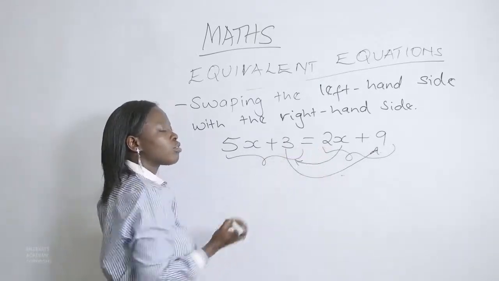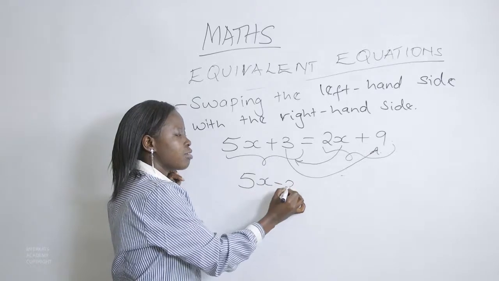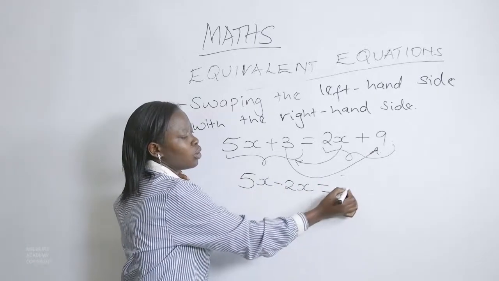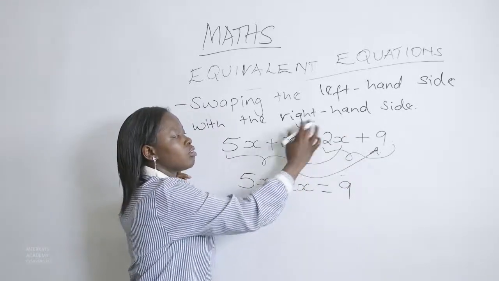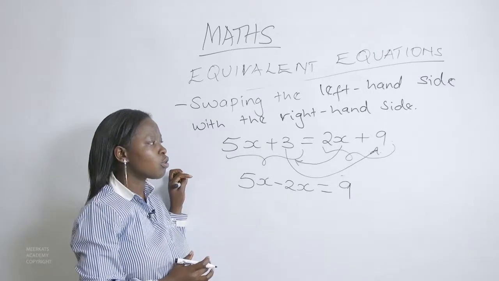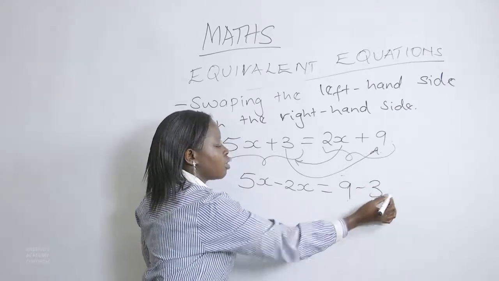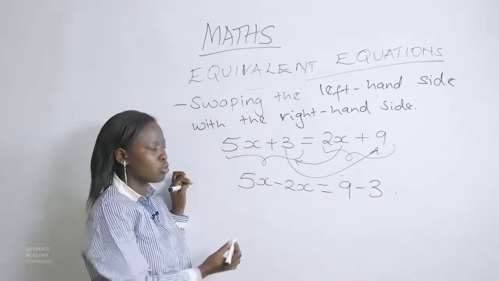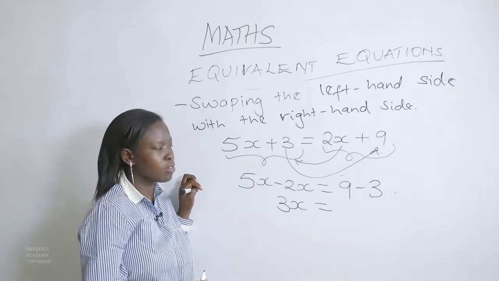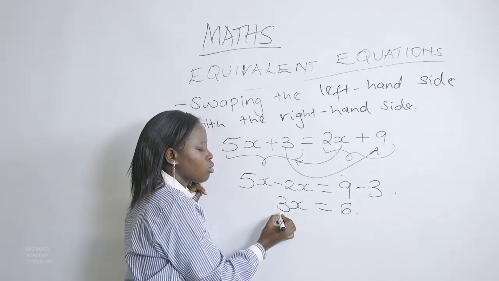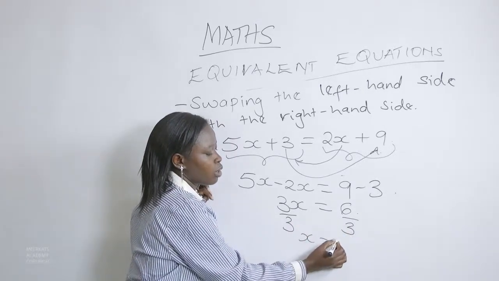So when 2x crosses the equal sign, it becomes a negative, so that I have 5x minus 2x is equal to, this is positive 9. My 3 is swapping with 2x, so that the 3 comes in the position of 2x. So 3, when it crosses the equal sign, becomes a negative 3. So that 5x minus 2x will give us 3x. 3x will be equal to 9 minus 3, which is 6. So when I divide by 3, my value for x will be 2.